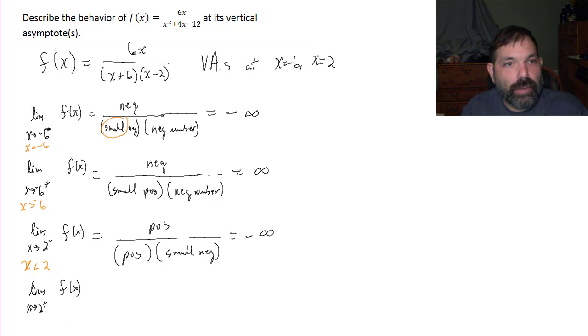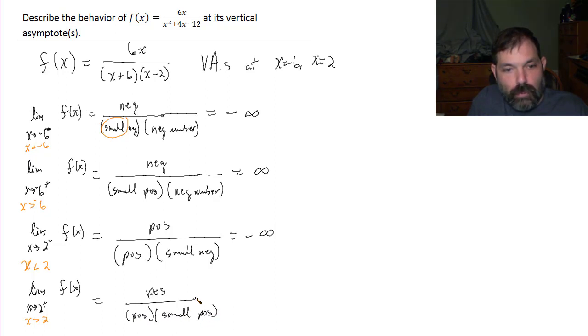And finally, the limit with x approaching 2 from the right of the function. So here we have x is greater than 2, just slightly greater than 2. This would still give us a positive number in the numerator. In the first factor in the denominator, I'd have a positive, and for the second factor, I'd have a small positive. And so this would go to positive infinity.